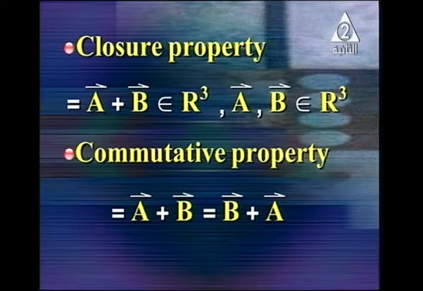If we have two vectors belonging to R3, then their sum must belong to R3. What is the property? It's called closure. But commutative property, what do you mean by commutative? First vector plus second vector equals second vector plus first vector. A vector plus B vector equals B vector plus A vector.